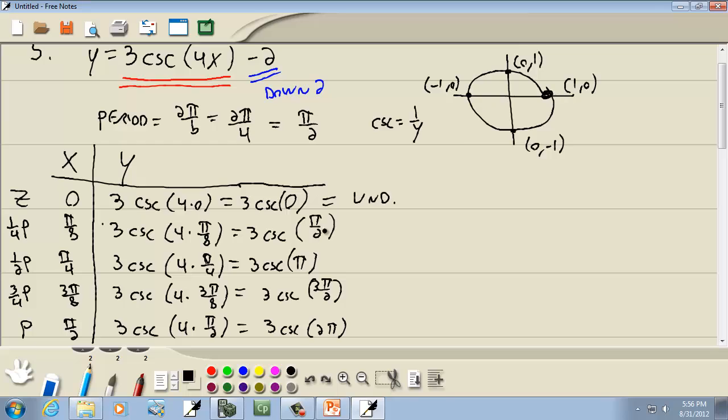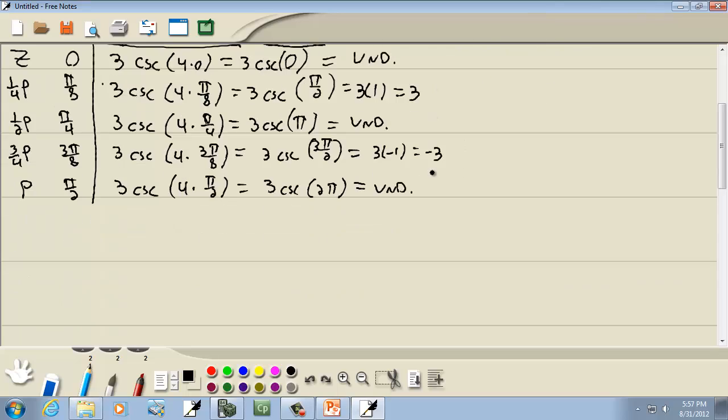Now this one, cosecant pi over 2, I'm up here. 1 over y. Y is 1, so we got 1 over 1 or 1. So this is 3 times 1 or 3. Back to pi here. 1 over y, which is 0, so it's undefined. 3 pi over 2 down to here, we got 1 over y, and y is negative 1, so we got 1 over negative 1 or negative 1. So we got 3 times negative 1 or negative 3. And then back to our starting place, and this is going to have to be undefined.